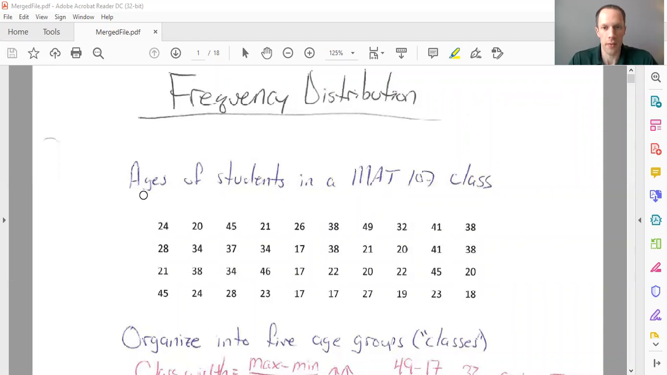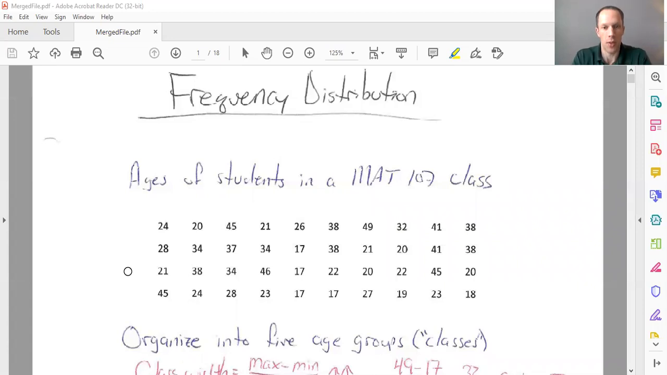So let's say that we have a set of data, and we'll say this is some quantitative data for now. Maybe we'll deal with the ages of students in a MAT107 class. So let's say I had 40 students in a class and I asked each student how old they are, and they gave me these 40 different responses here. Okay, so this is my data.